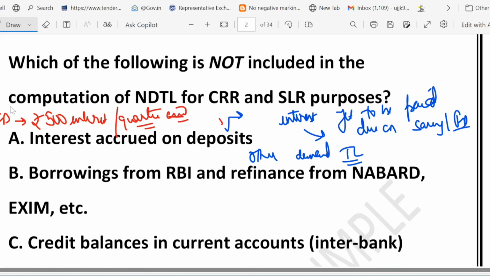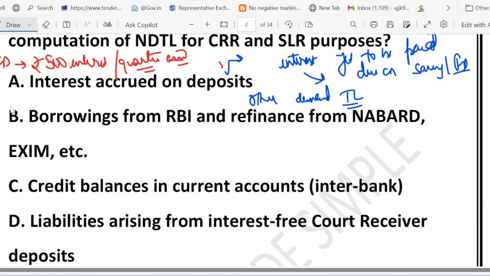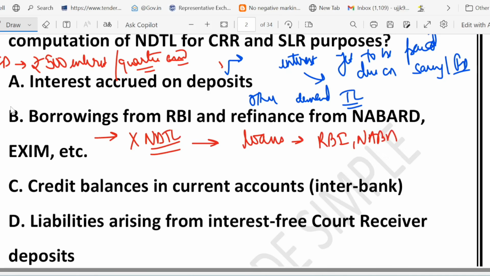Fine. Now let's look at option number B, that is borrowing from RBI and refinance from NABARD, Exim, etc. So this is the correct answer because it is not included in NDTL. Why? Because these are the kind of loans that bank take from other institutions like RBI, NABARD, Exim Bank.